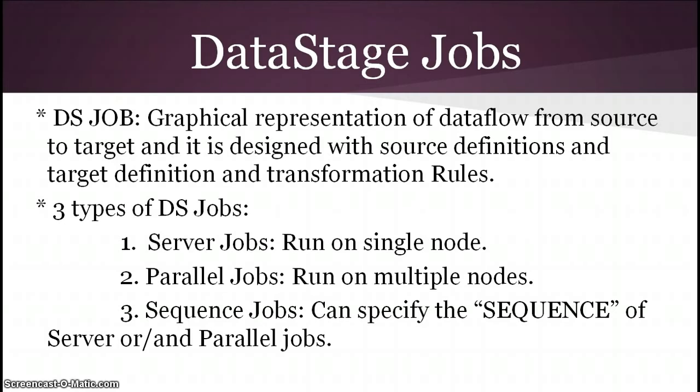There are basically three types of data stage jobs. Server jobs, which run on a single node. We'll discuss more about nodes in the next video. And the parallel jobs, which run on multiple nodes. This is where most of your projects are going to work, parallel and sequence jobs. I don't think in real time we are going to use server jobs much. And the other thing is sequence jobs. As the name suggests, we can have parallel and server jobs, trigger them, and make them run in sequence, one after the other. So that's sequence jobs.